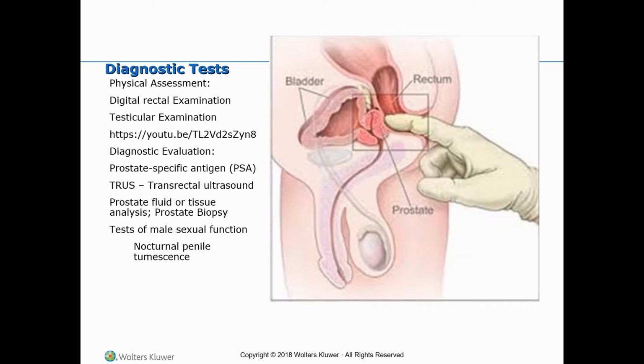Nocturnal penile tumescence. This is a test done in a sleep laboratory to monitor changes in penile circumference during sleep to assess male sexual function. Nocturnal erections occur in healthy males of all ages.